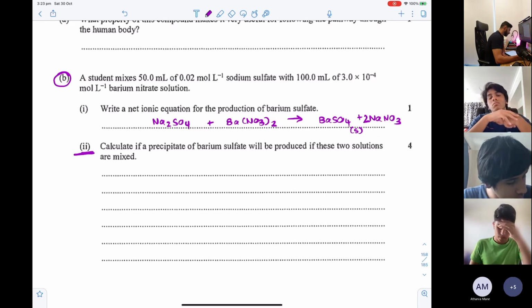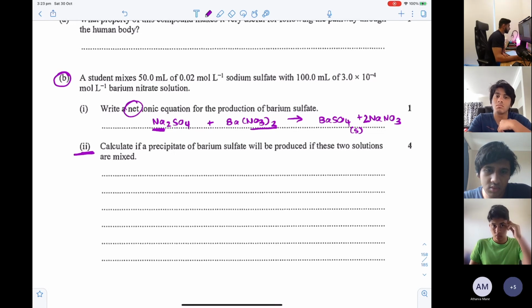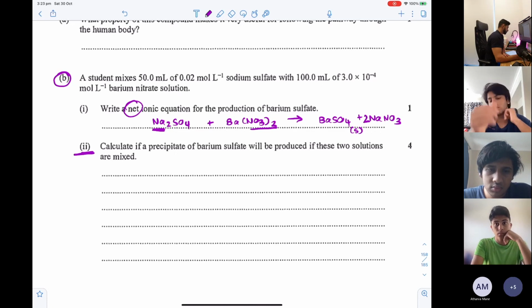So what does that mean for the sodium? And what does that mean for the nitrate if it's aqueous on the left-hand side and the right-hand side? Because we want to find a net ionic equation, right? So, Jared, what am I going to do to those ions in a net ionic equation?